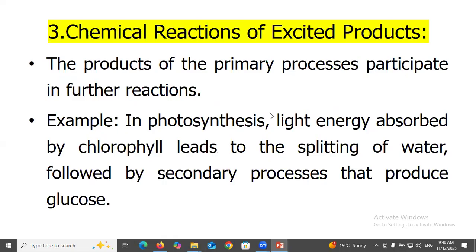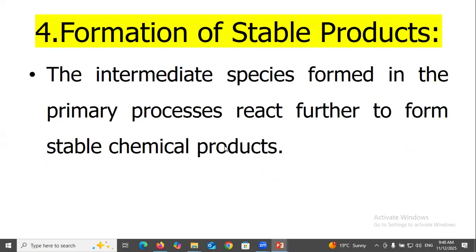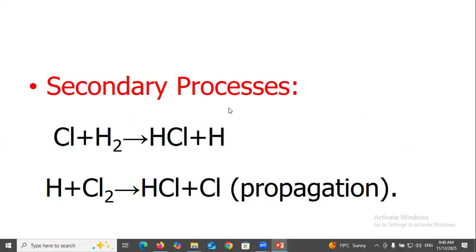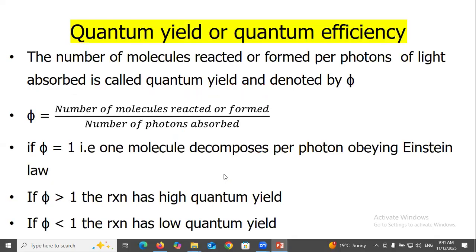For example, in photosynthesis, light energy absorbed by chlorophyll leads to the splitting of water, followed by the secondary processes that produce glucose. Formation of stable products: the intermediate species formed in the primary process react further to form stable chemical products. Example, photochemical reaction of hydrogen and chlorine to form hydrogen chloride: formation of chlorine atoms is the primary process. Secondary process: chlorine atom reacts with hydrogen, and hydrogen atom reacts with chlorine, forming hydrogen chloride, the propagation steps.